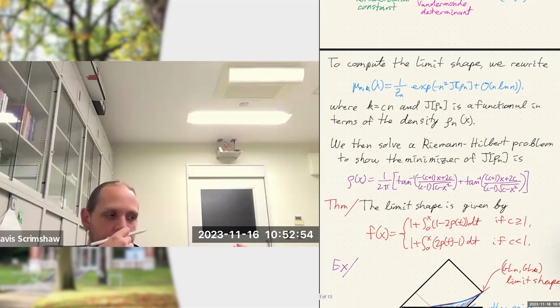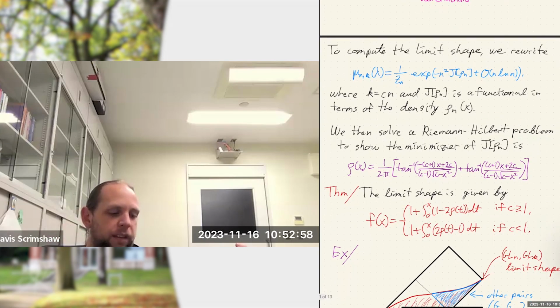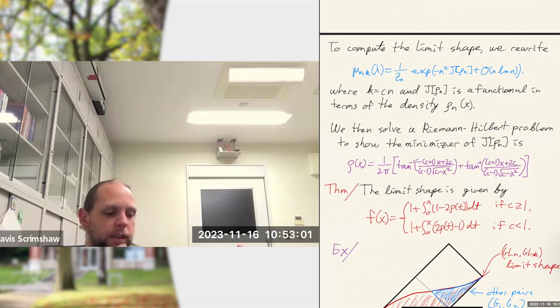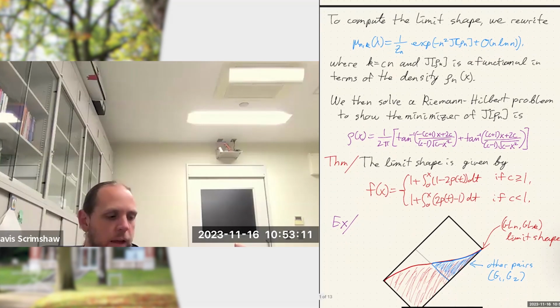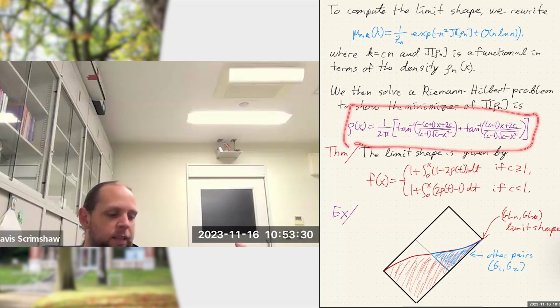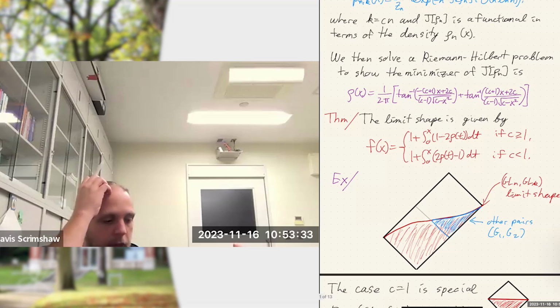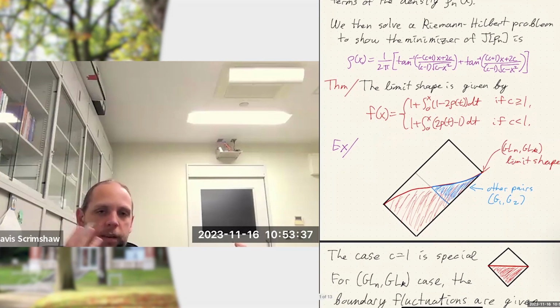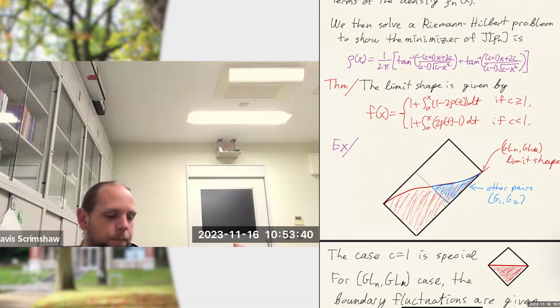And if we want to compute the limit shape, well, we write things in exponential form with respect to some functional that depends upon the density of particles as we take our n to infinity. And we have some correction term that we have to deal with. But what we end up with is a Riemann-Hilbert type problem, because what we want is the minimizer of this functional, which then tells us our limit shape. And we can show that this here is precisely the minimizer, which then means we are able to give an explicit formula for our limit shape.